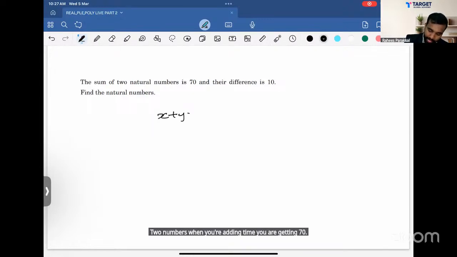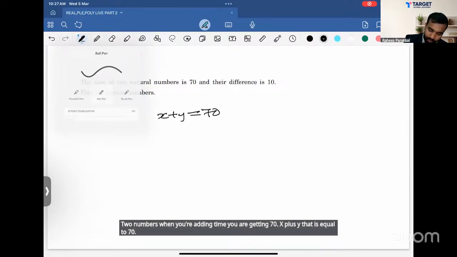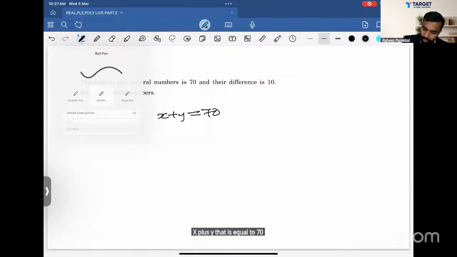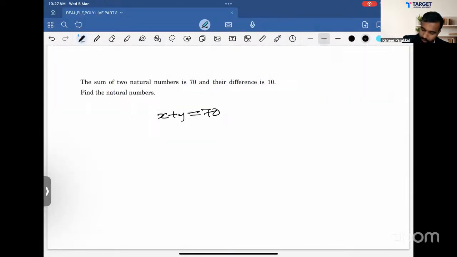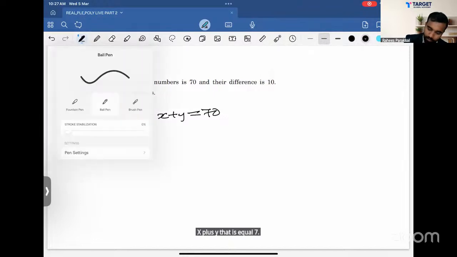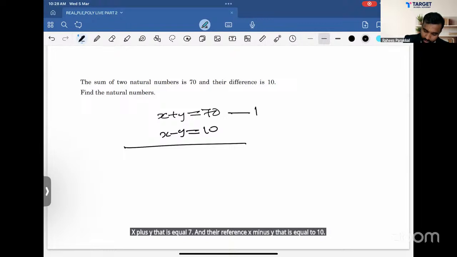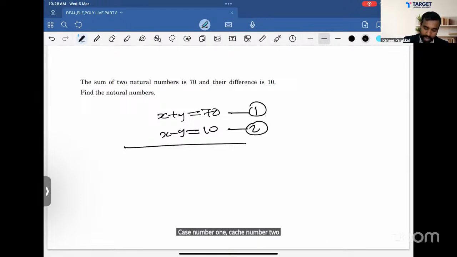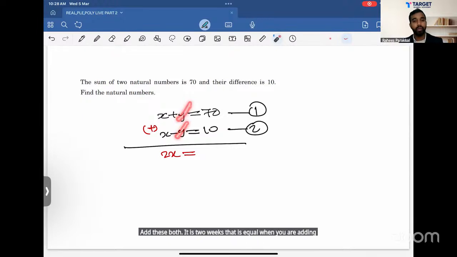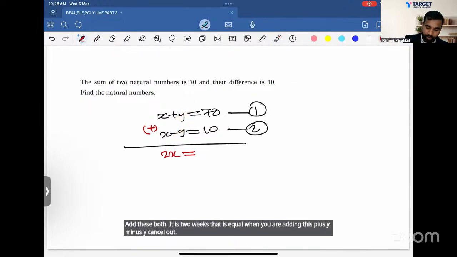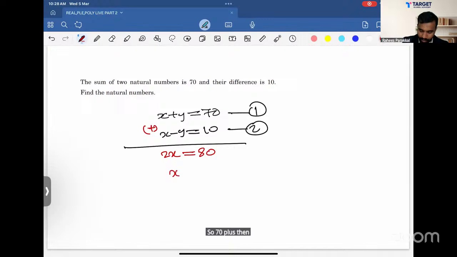X plus y, that is equal to 70. And their difference, x minus y, that is equal to 10. Equation 1, equation 2. Just add these both. It is 2x, that is equal to, when you are adding this, plus y minus y cancel out. So 70 plus 10, that is 80. X equal to 80 by 2, that is 40.